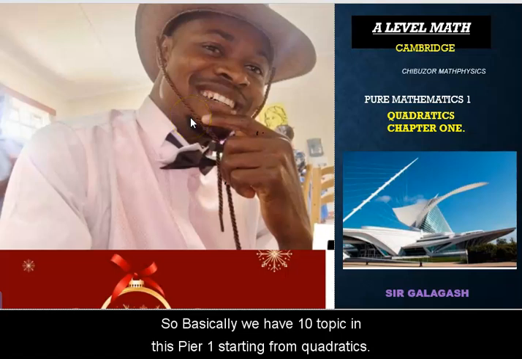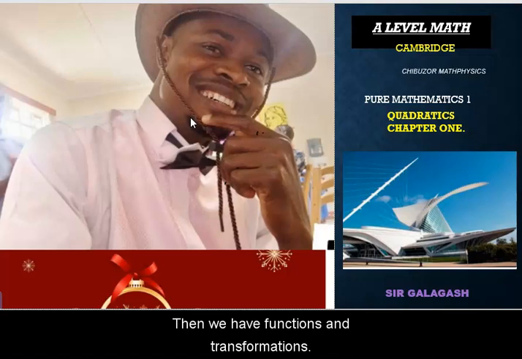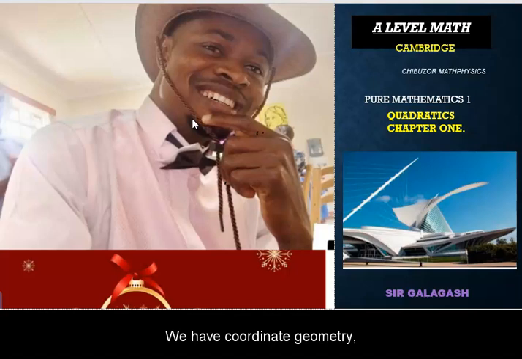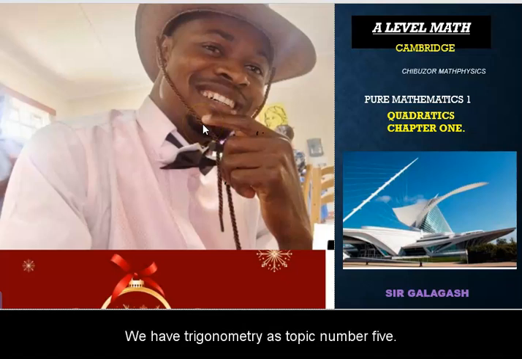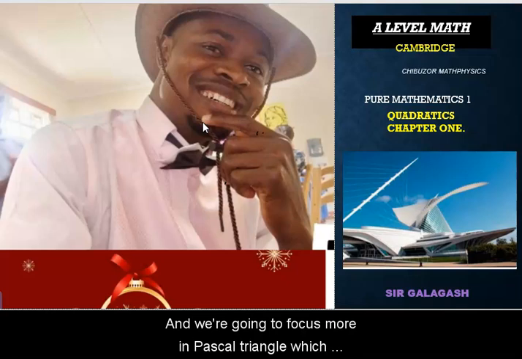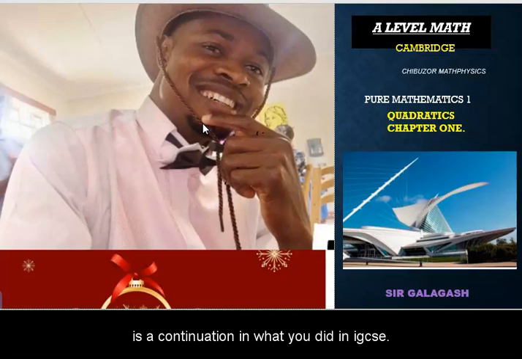So basically we have 10 topics in this Pure 1, starting from quadratics. Then we have functions and transformations. We have coordinate geometry, line segments under coordinate geometry, and then topic 4, circular measures, where we look at radians, arc length and sector areas. We have trigonometry as topic number 5. We have binomial expansion, and we're going to focus more on Pascal's triangle, which is a continuation of what you did in IGCSE.